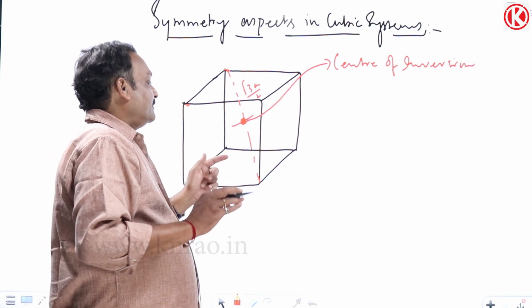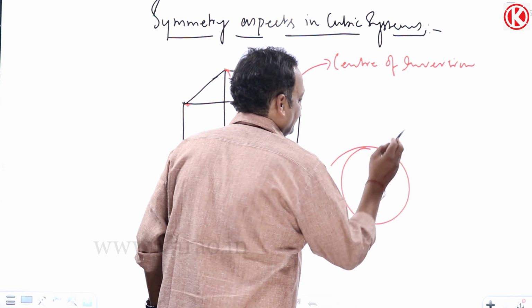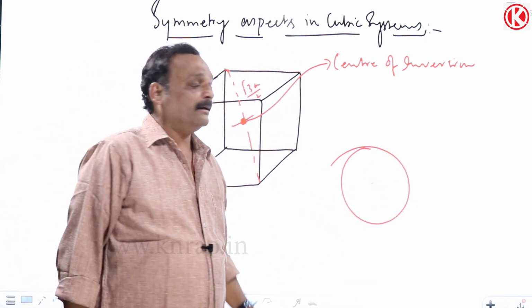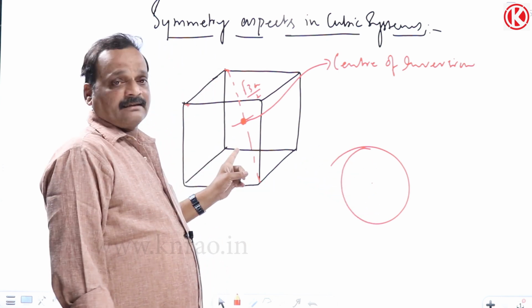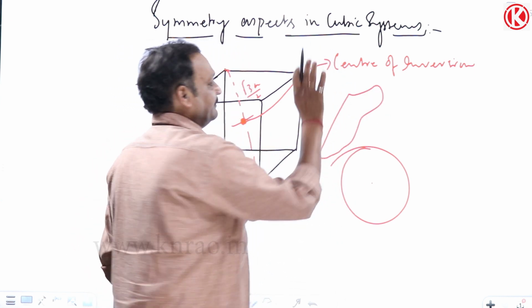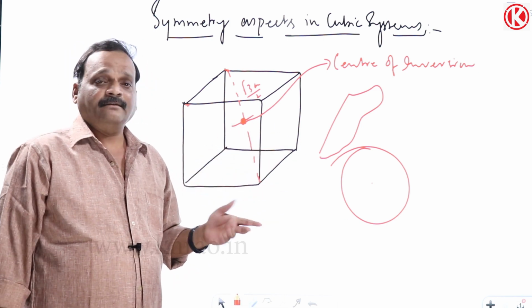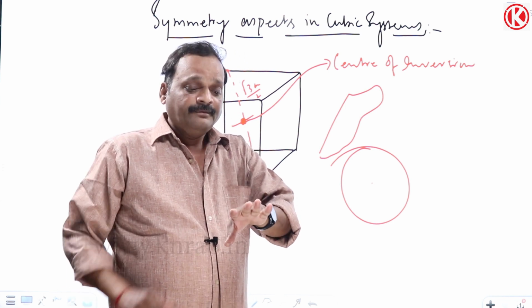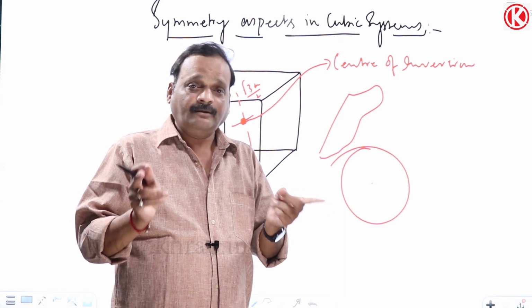A sphere is a sphere, and the center of the sphere becomes the center of inversion for the sphere. This structure has a center of inversion. This structure also has a center of inversion. Something else which is like this is not having a center of inversion. That's it. But how many centers of inversion? That question will not arise at all. Any one geometric shape cannot be totally symmetric about 2 different points.